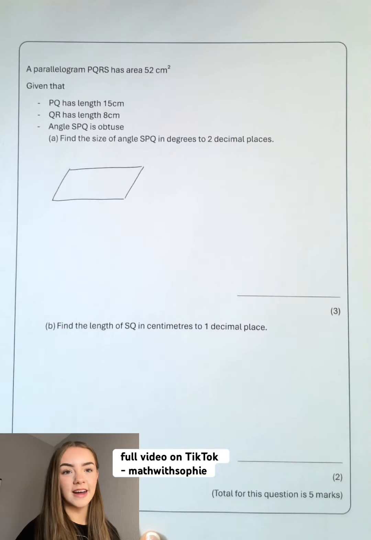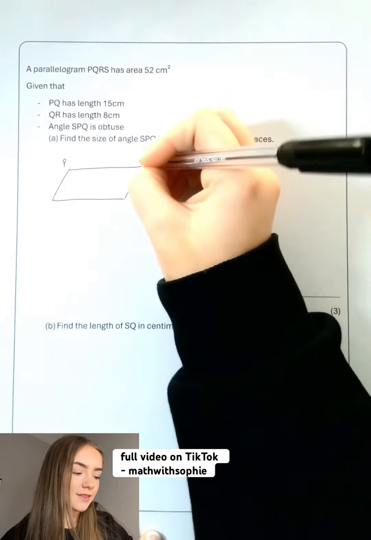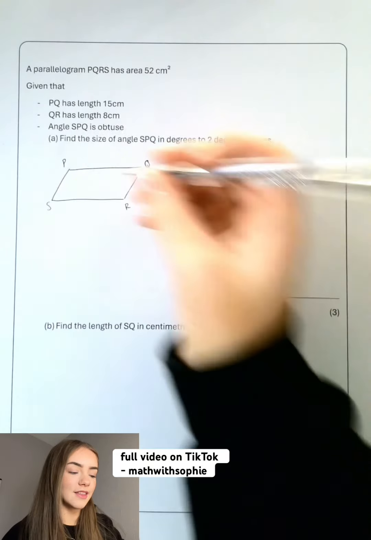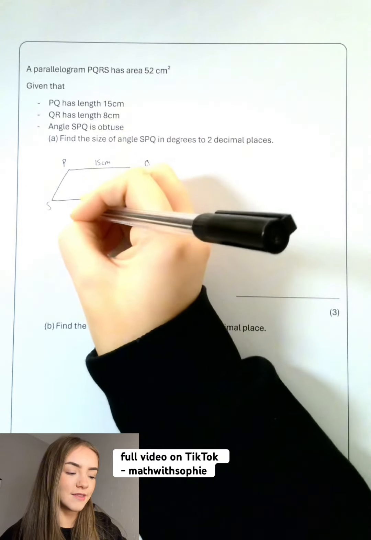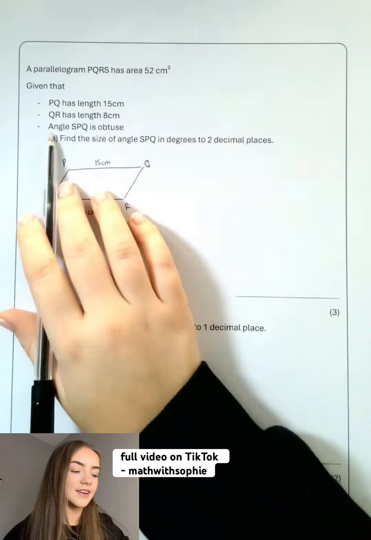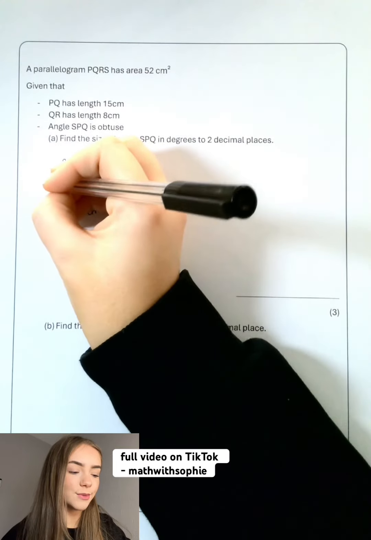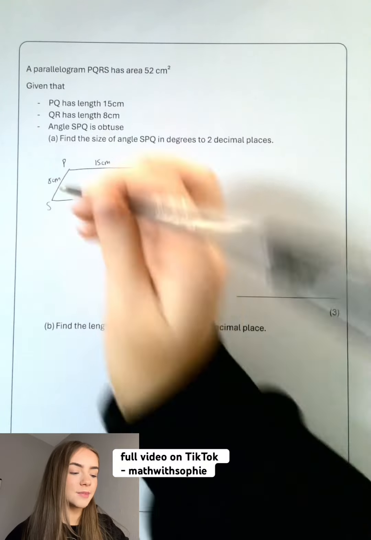Let's start by drawing a diagram of parallelogram PQRS, which we can label as PQRS moving clockwise. PQ has a length of 15 centimetres, which means RS will also have a length of 15 centimetres, and QR has a length of 8 centimetres, which means PS will also have a length of 8 centimetres. And we want to find angle SPQ.